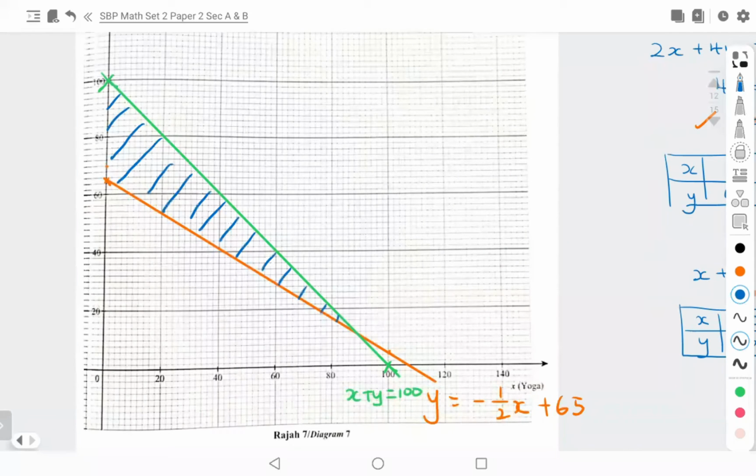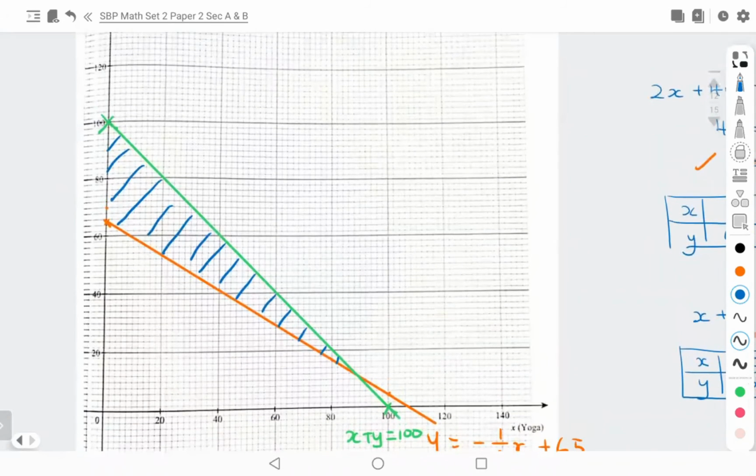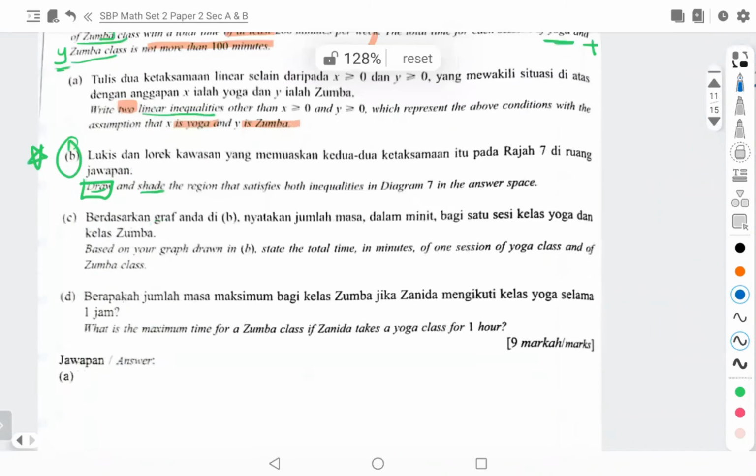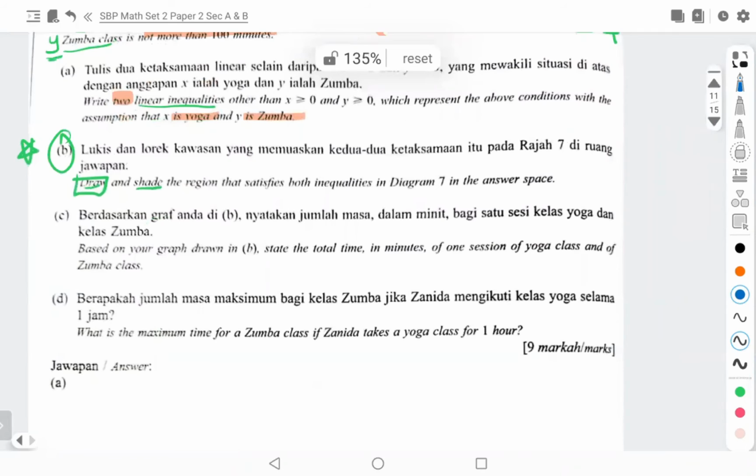Okay, the green color one, because it's not more than, so you shade below. And the second one is above the orange color one. So the blue color region is the region that we want. Okay, so that's for question B here. I go back to the question so that you can see. So draw and shade the region that satisfies both inequalities.